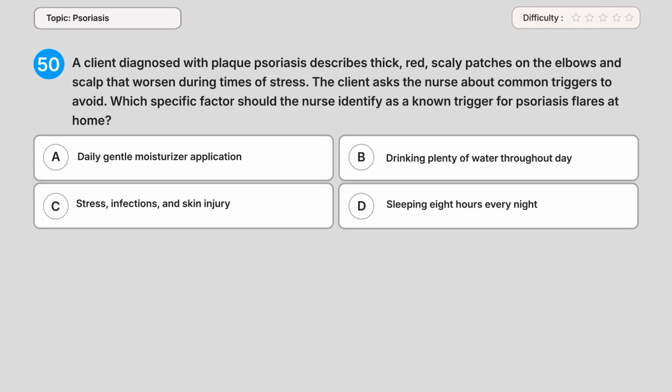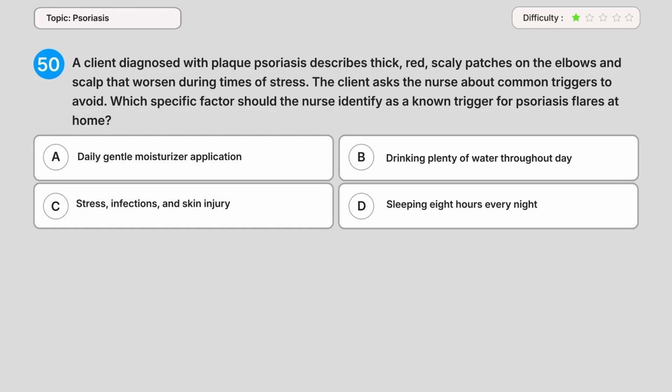50. A client diagnosed with plaque psoriasis describes thick, red, scaly patches on the elbows and scalp that worsen during times of stress. The client asks the nurse about common triggers to avoid. Which specific factor should the nurse identify as a known trigger for psoriasis flares at home?